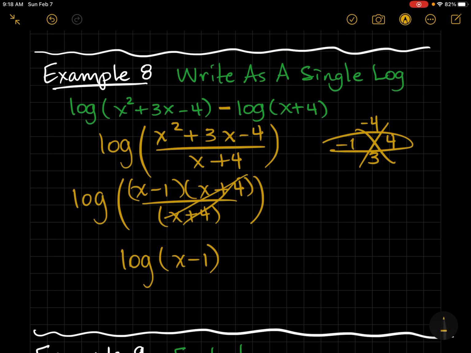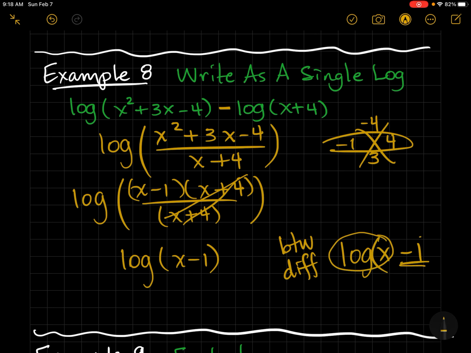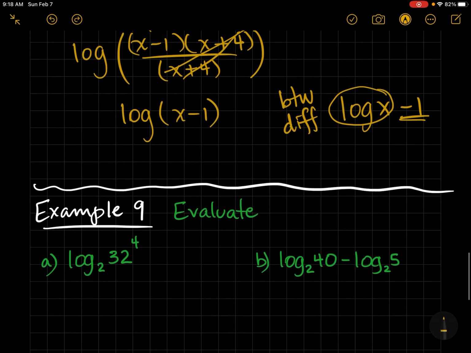And this, by the way, this is different from log of x minus 1. Do you see the difference? Because in order of operations, logs come before subtraction. So we have to put the parentheses to make sure that's locked together. Okay? So I just want to make sure that you understand that that's different. Okay.